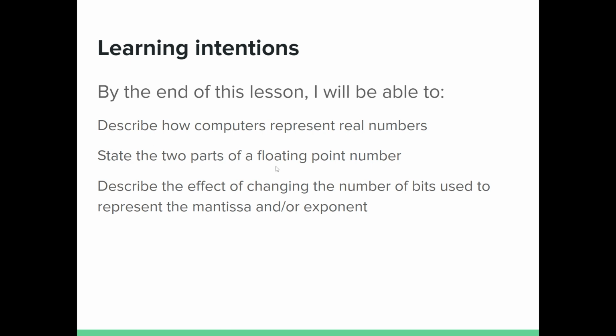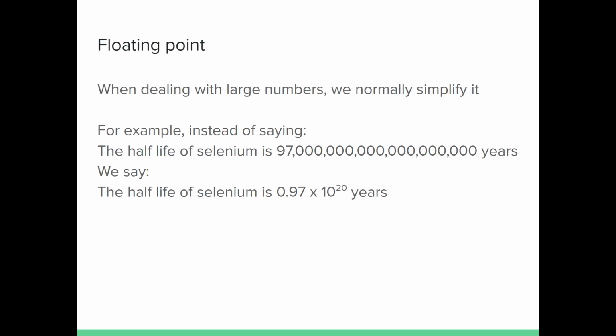So we are going to describe how computers represent real numbers, and we'll be able to state the two parts of a floating point number, and we'll describe the effect of changing these two parts, changing the bits used for each part. Before we get into how computers use floating point numbers, let's talk about scientific notation. Now, this isn't exactly scientific notation. As you'll see, it starts with a 0 instead of the most significant digit, but let's look at it anyway.